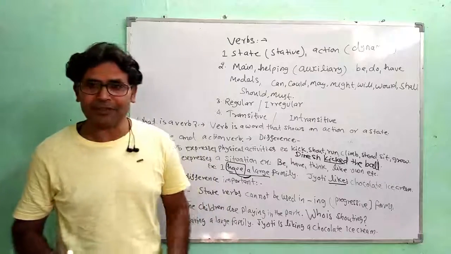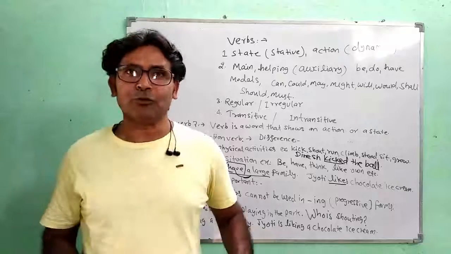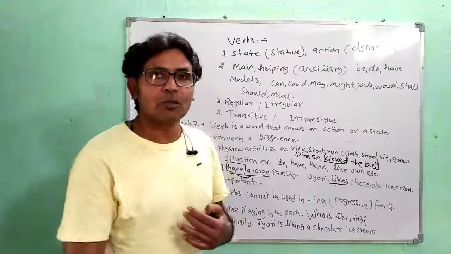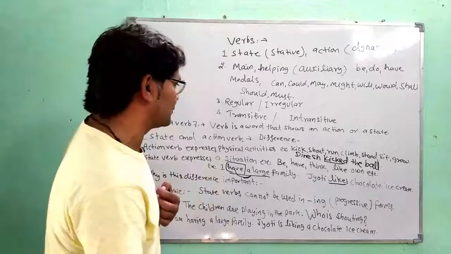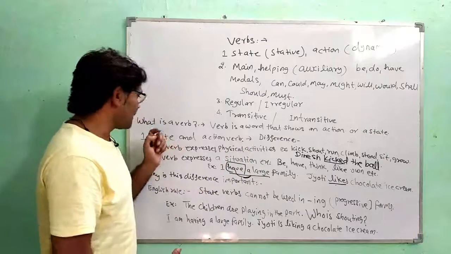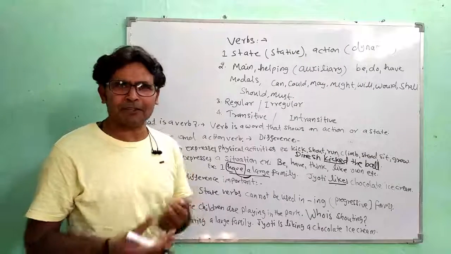When you kick something, you may run a little bit, or you walk and then you use your leg and hit or kick something, and then the object moves from one place to another place. So you see the physical activity. So this is the difference between an action verb and a state verb. And why is this difference important?